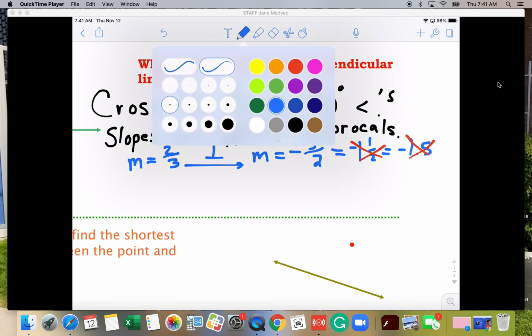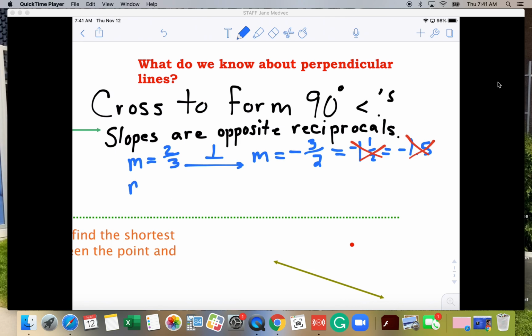Let's go on and do another example. Let's say I have m equaling -2, and I want a perpendicular line. -2 is the same thing as -2/1. So if you want to put it over 1, feel free to do that to help you with this. And so if that's negative, my new slope is going to be positive, and it's going to be 1/2. So you just flip it and change the sign.